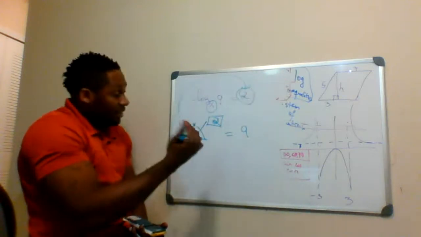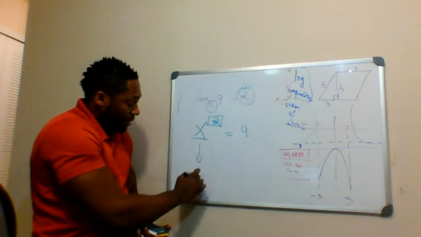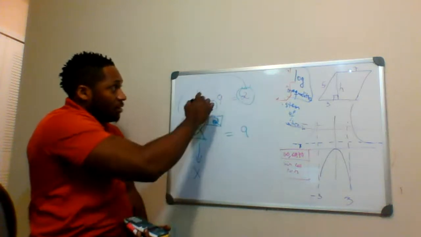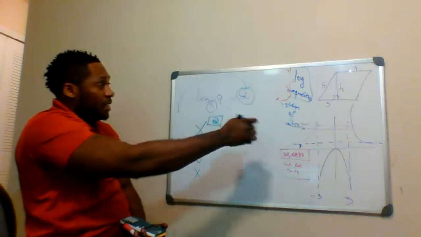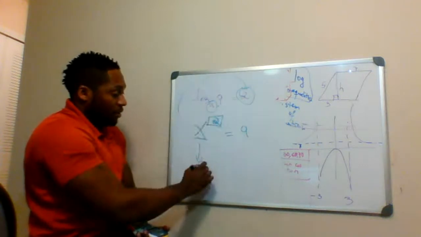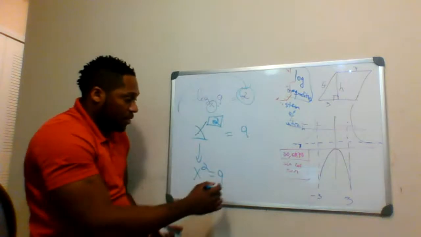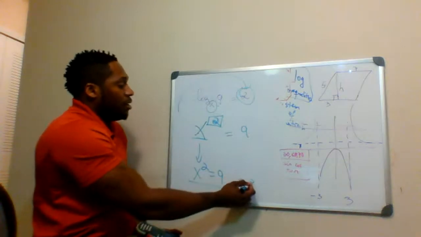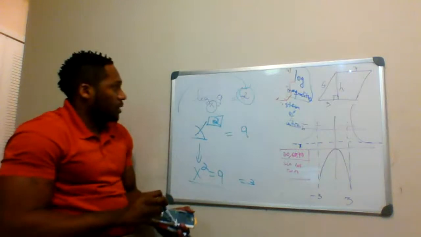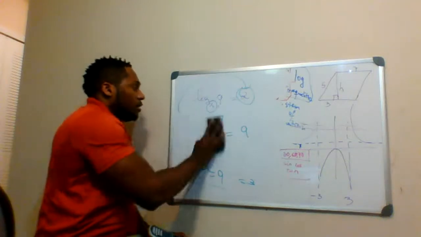What number x here, as the base, when I raise it to the power of whatever is on the opposite side, I get 9. So of course you know that's 3. Somebody answered. I didn't catch your name, but I know somebody answered. So let's do another one.